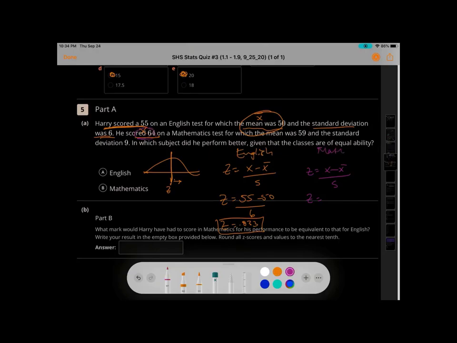Math, he scored a 64 minus the mean, 59, over the standard deviation of 9. So that'll get me 64 minus 59 is 5. 5 divided by 9 is 0.555. Which one is greater? English. Boo. Part B. What mark would Harry have to score in mathematics for his performance to be equivalent for the English? So let's highlight this.